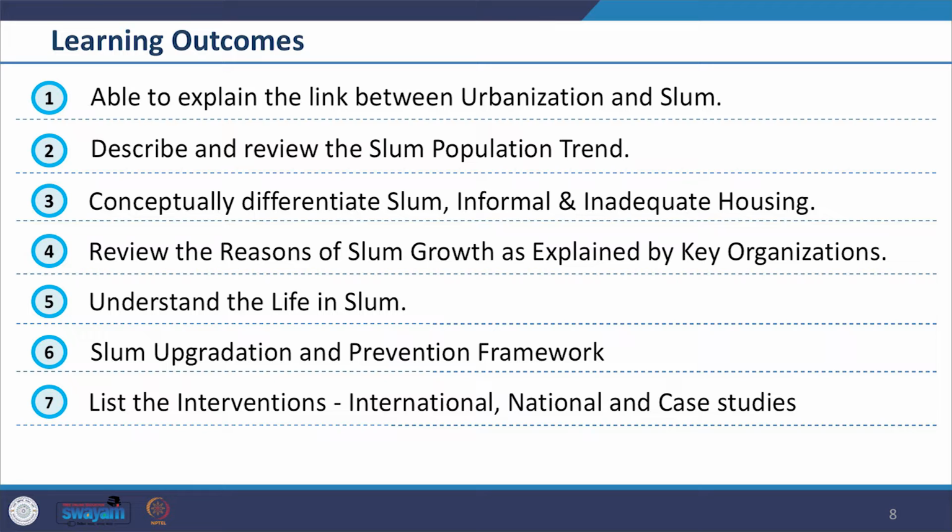Accordingly, the learning outcomes would include that after completion of this session, we should be able to explain the link between urbanization and slum. We should be able to describe and review the slum population trend. Further, we should be able to conceptually differentiate between slum, informal settlements, and inadequate housing. We should be able to identify the source of data which we are going to use for the purpose. We should be able to review the reasons of slum growth as explained by the key organization. We should be able to review the life in slum. Further, we should be able to comprehend the slum upgradation and prevention framework. And lastly, we should be able to list the interventions and critically review them at the international, national level with the help of case studies.